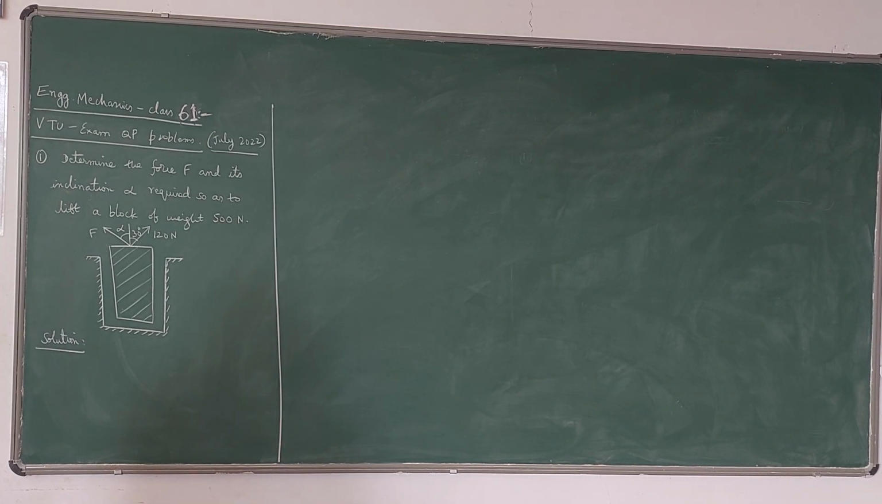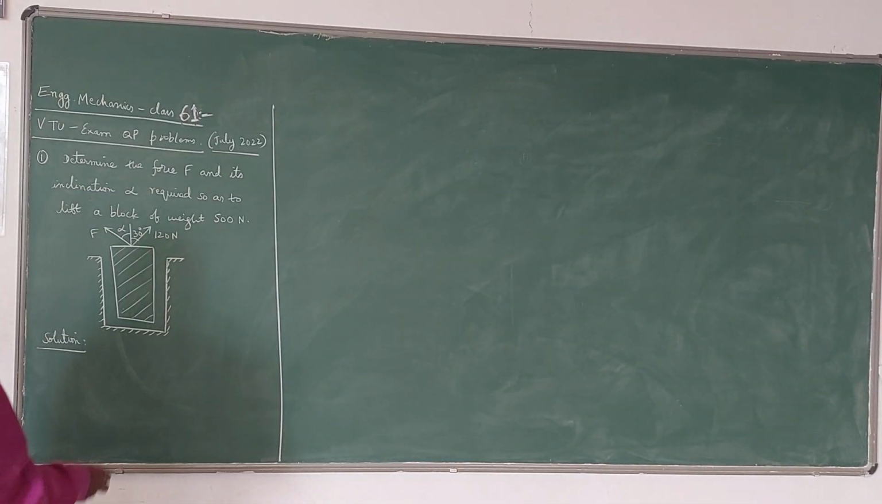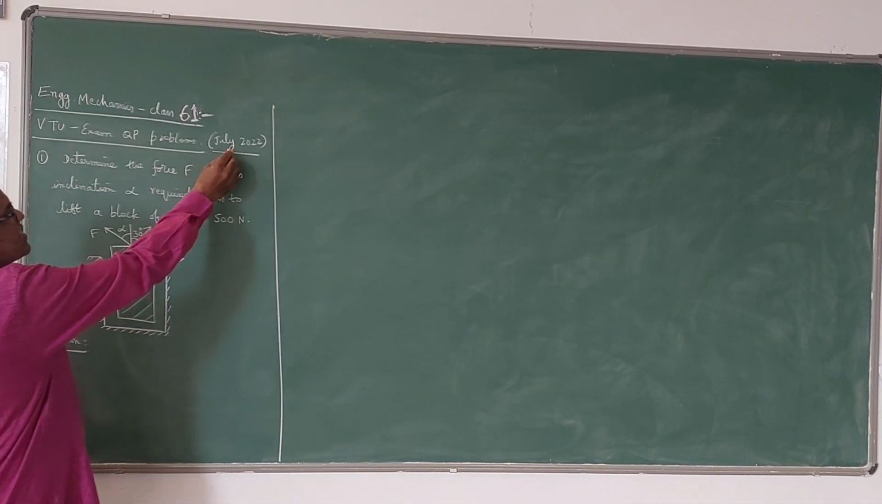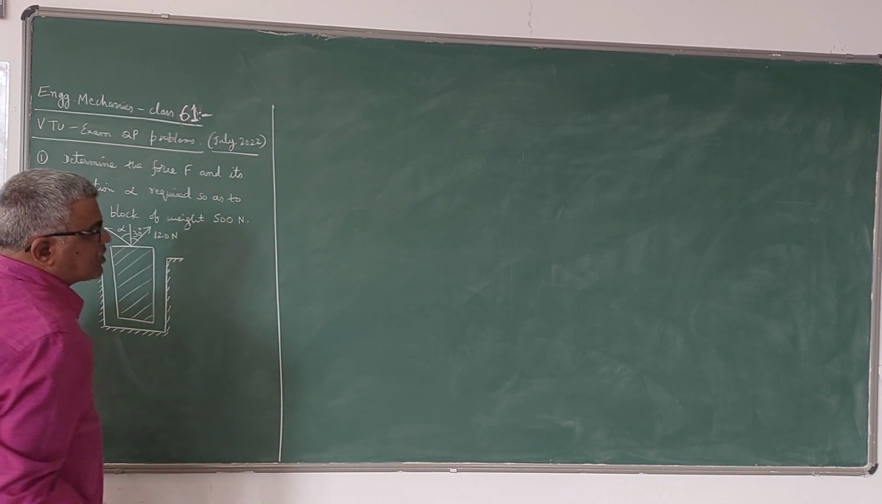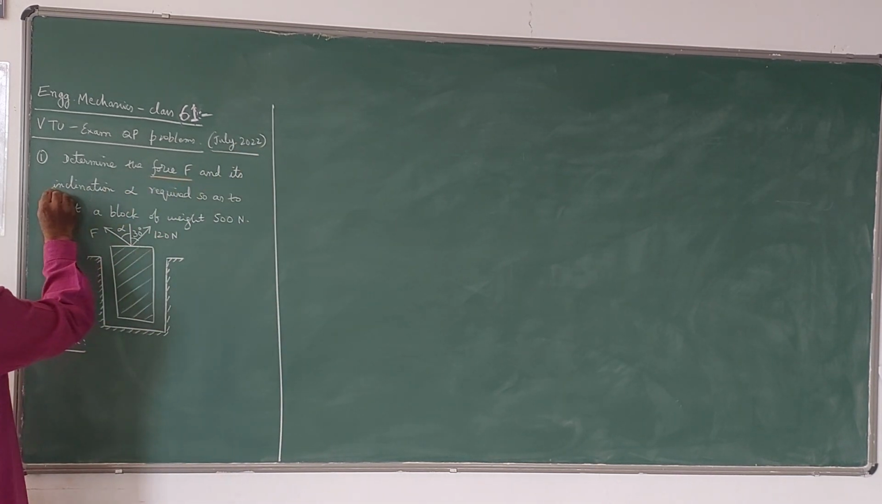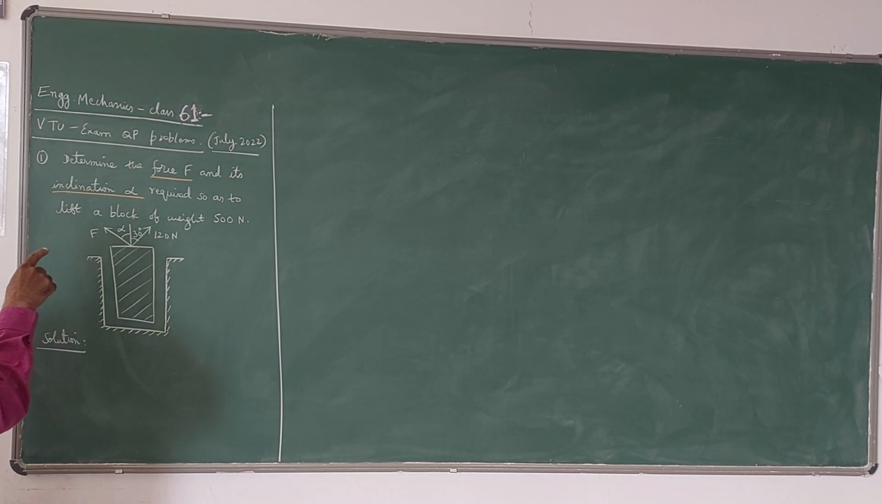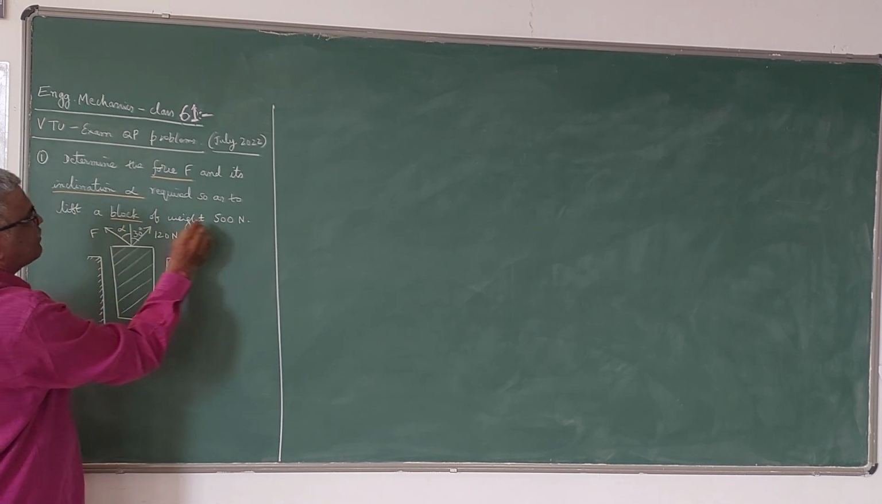In this class, we will solve some examination problems, video question paper problems. The first problem is like this. It is given in the July 2022 question paper. Determine the force F and its inclination alpha required so as to lift a block of weight 500 Newton.